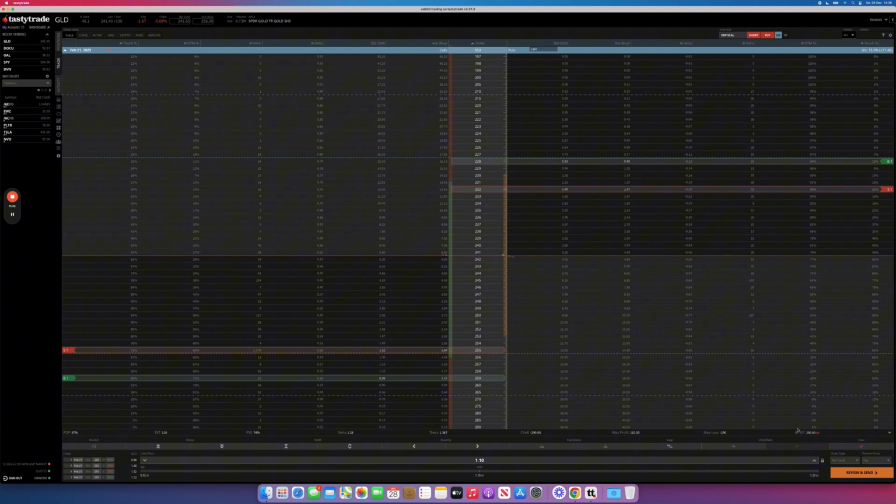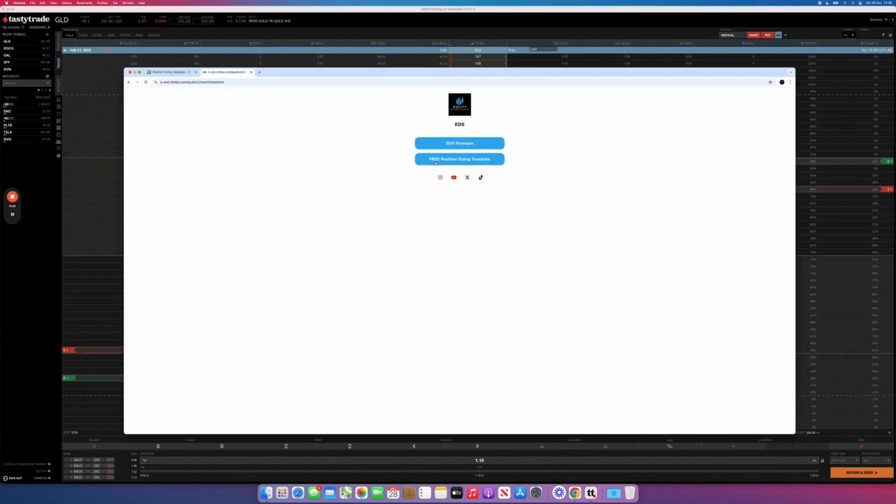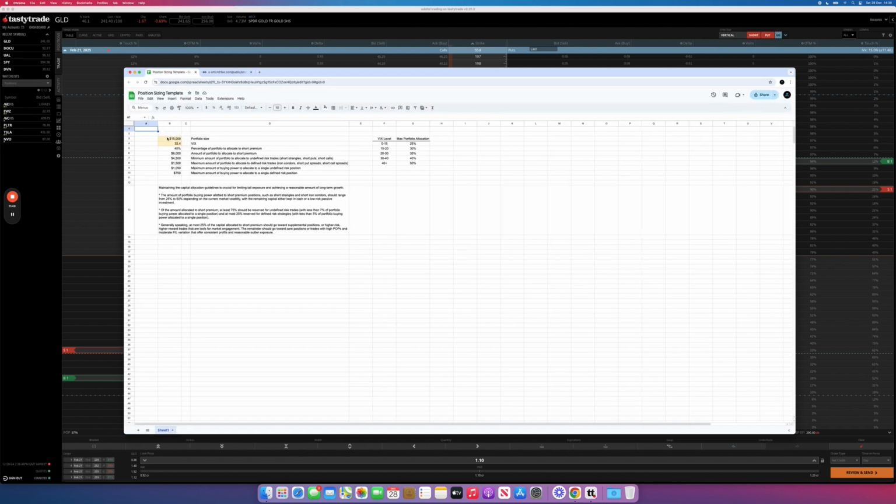Now, how do you know how to size your positions? How do you know how much buying power you should be allocating to your positions? Well, in order to figure that out, we've created a free position sizing template that's available for everybody to use. The link is in the description, and the way it works is you enter in the size of your portfolio up top, and then you enter in whatever the current VIX level is, and everything will then be automatically calculated for you, and it will tell you the maximum amount of buying power to allocate to a single defined risk position, undefined risk position, how much of your portfolio you should be allocating to short premium strategies in general. And as long as you follow this guideline over the long term, you will be absolutely fine.